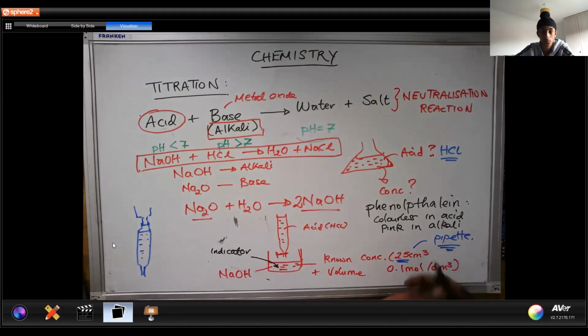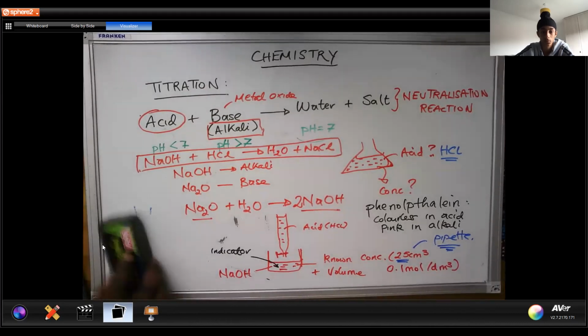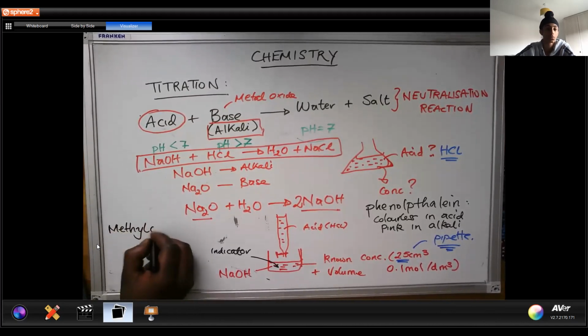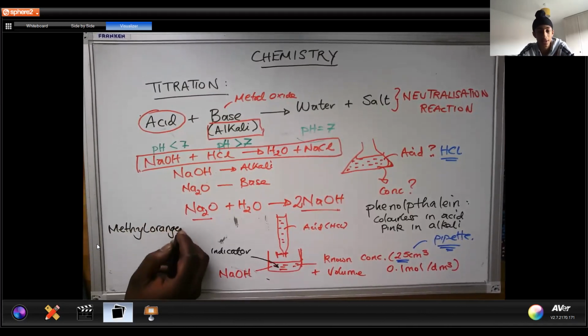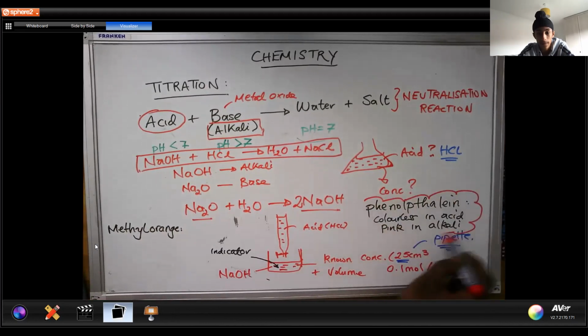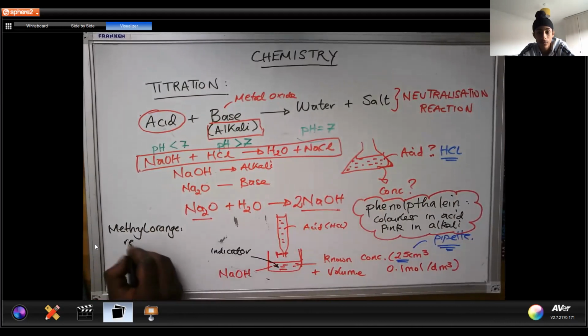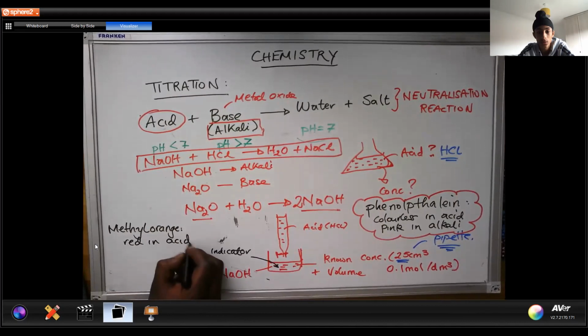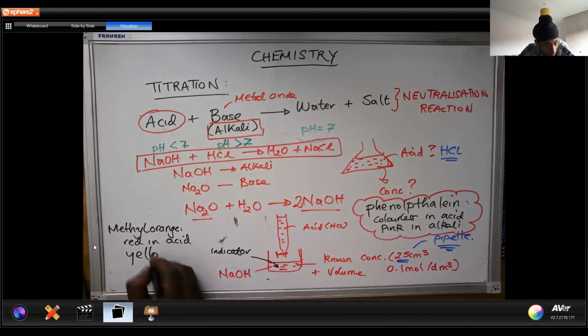We've also got another indicator called methyl orange. Have you heard of methyl orange? No, we've never really learnt the names of it. We've just known it's an indicator. Okay, so these are names worth remembering here. Now with methyl orange, this is red in acid, and yellow in alkali. Okay.